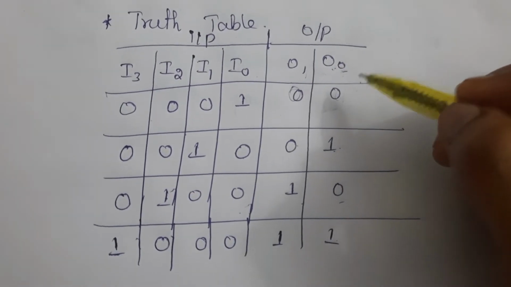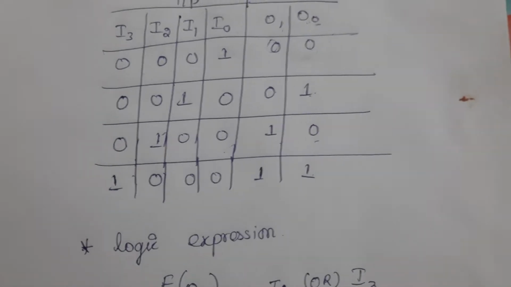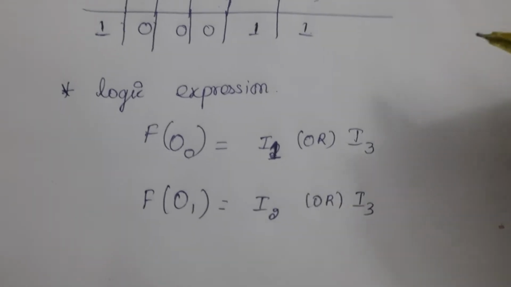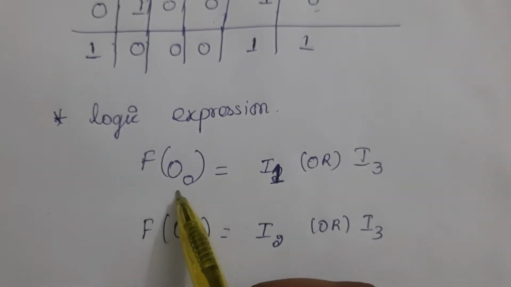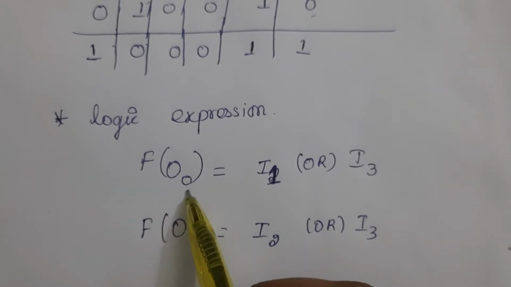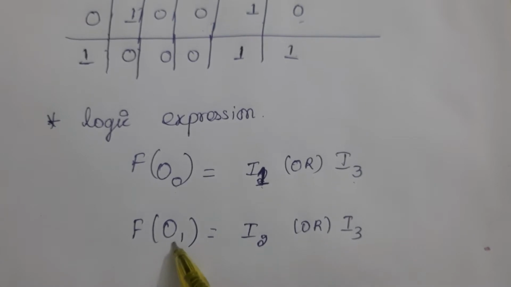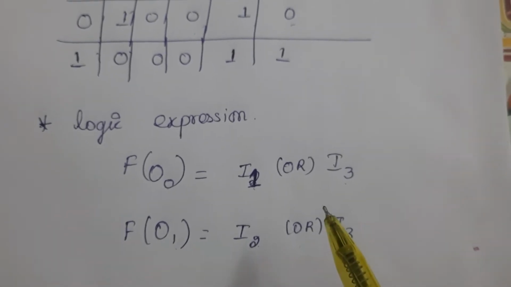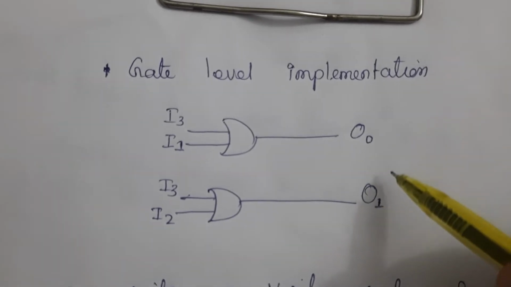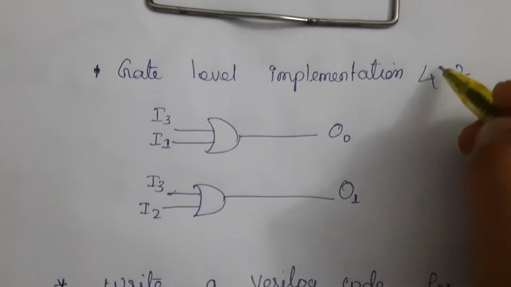So next step, we solve this truth table to make a logic expression. Solving this using K-map or another method, we get the logic expression. This is the logic expression for output 0 bit, that is I1 or I3, and for output 1, that is equal to I2 or I3. So this is the gate level implementation of the 4 to 2 encoder.